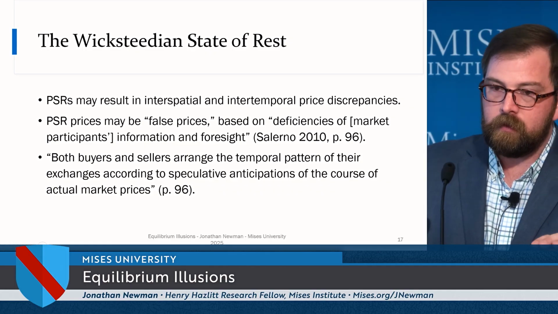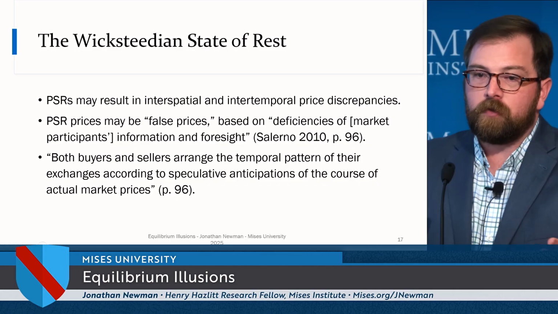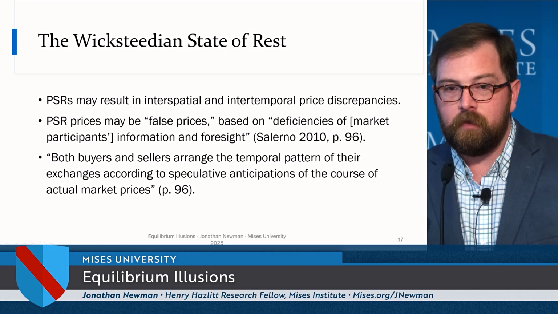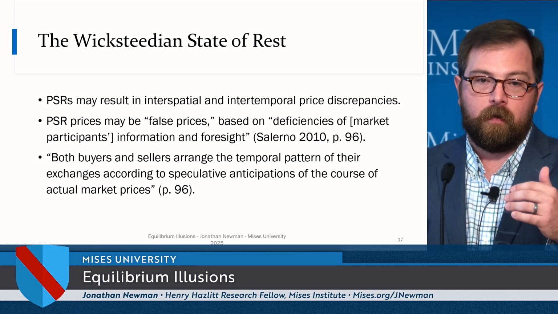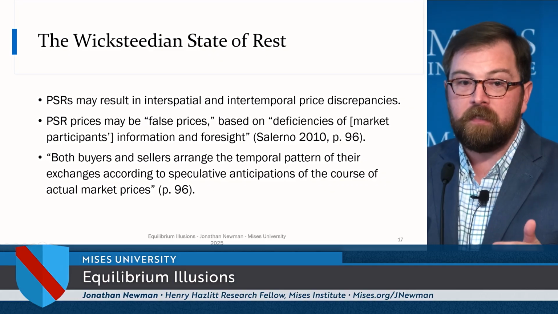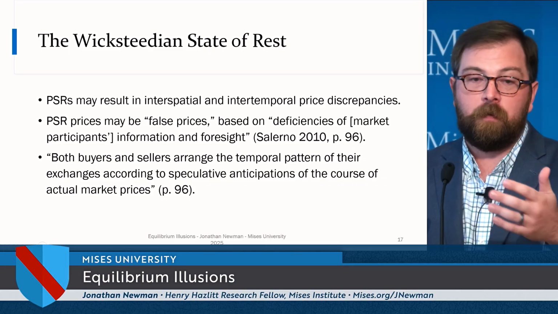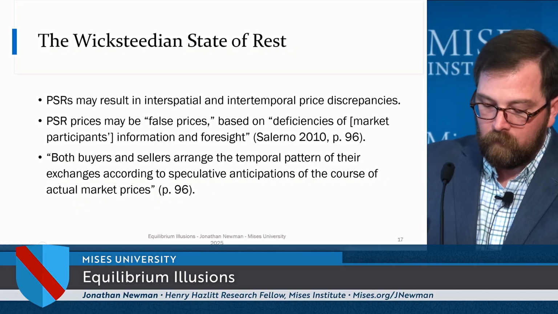So he says that these PSR prices can be false prices. They're not false in the sense that they don't occur or that they're meaningless. They're false in the sense that the valuations that people have and the bids that they make could be based on incorrect speculations, incorrect assumptions about other people's demands, other people's supplies. So you can have incomplete foresight.